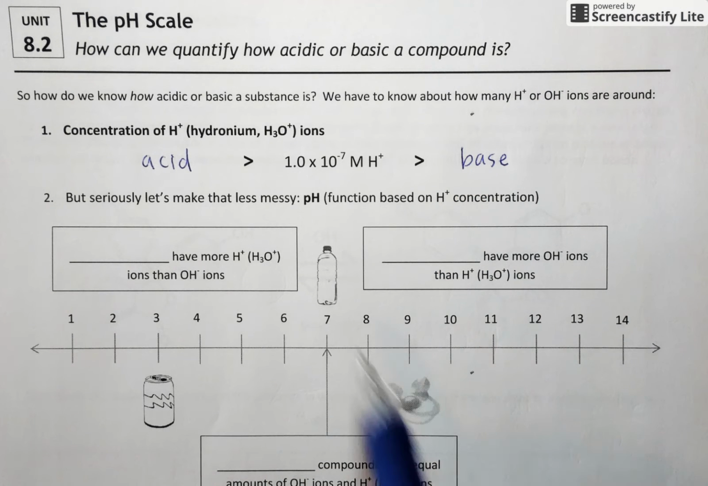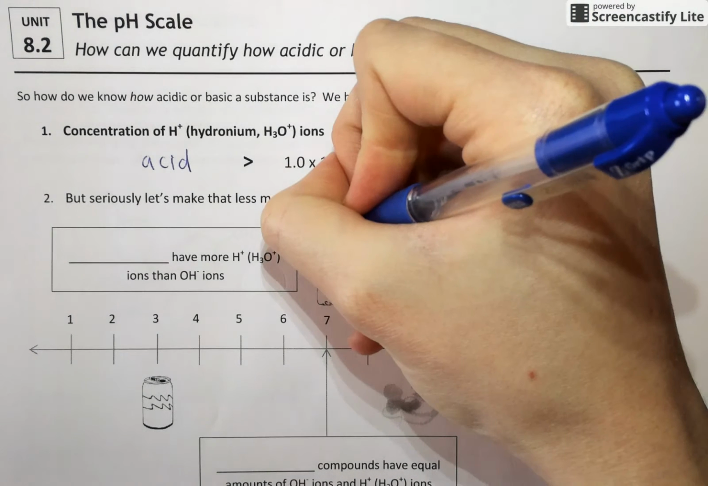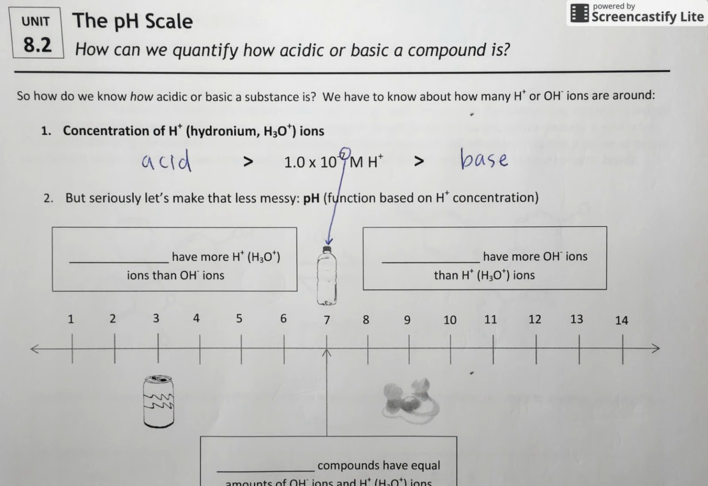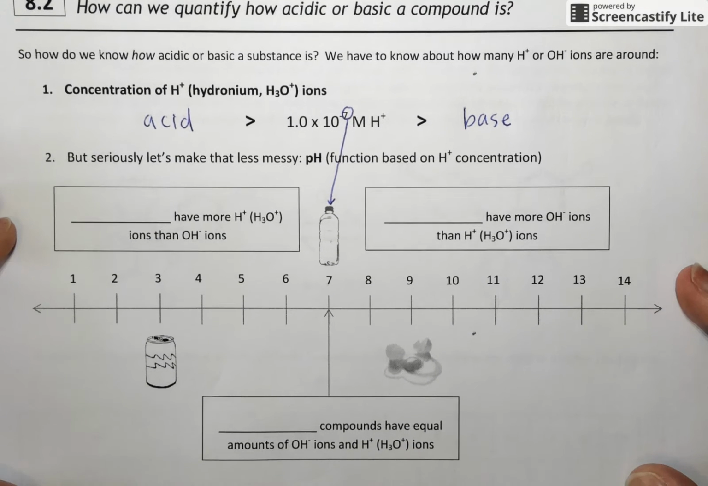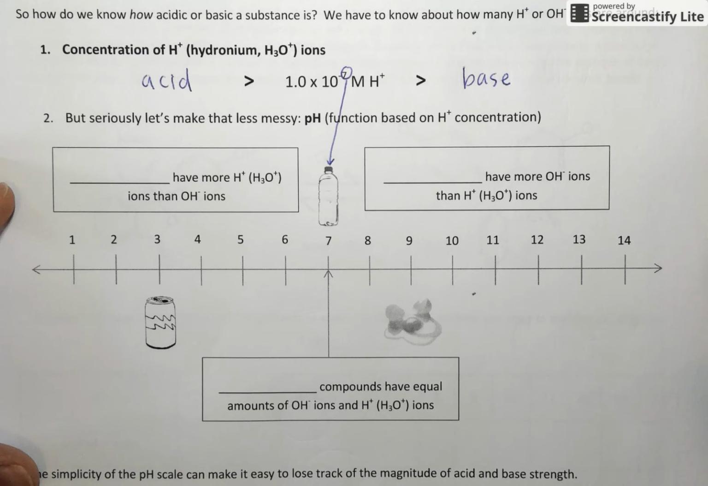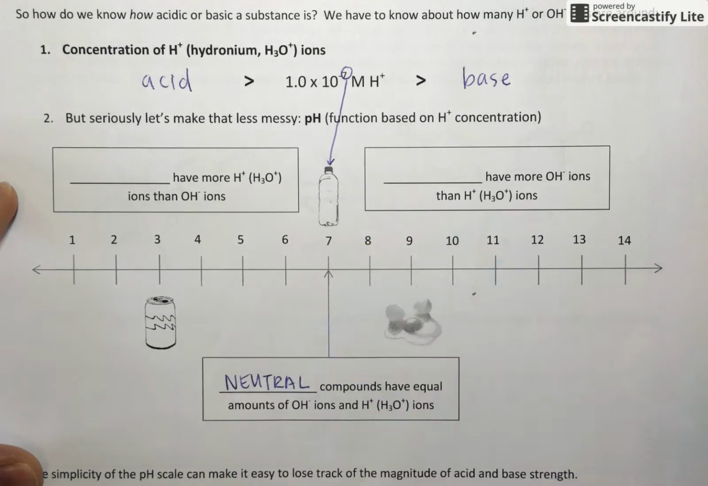However, working with these types of numbers and very specific concentrations of H+ can be cumbersome, and that's when the pH scale came around. We're going to take this exponent right here and call that cutoff number a pH of 7, which is going to divide our acids and our bases on the pH scale. Water is a key example of something that has a pH of 7, and we call that a neutral compound. All neutral compounds have the same amount of H+ and OH- ions.